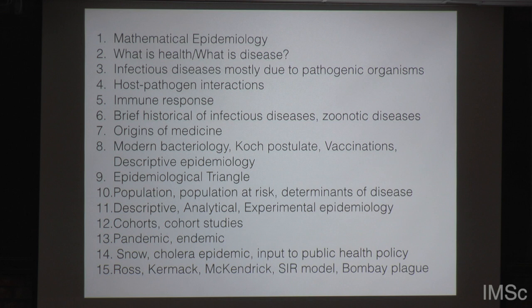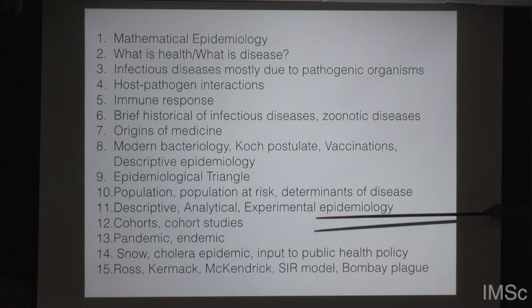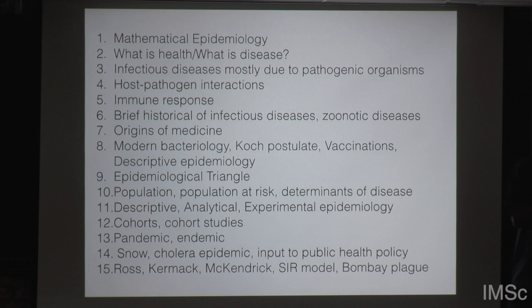Then again, we spent some time on terminology. We said that, look, anybody who thinks about disease or public health must know certain terms. First of all, must know there are different types of ways in which you can approach the epidemiology of disease. You can be descriptive, you can be analytical, you can be experimental. And other important terms are cohorts and cohort studies. We talked about longitudinal studies, retrospective studies, prospective studies, etc. And then I introduced the words pandemic and endemic. Both of these are important words to keep in mind because they'll recur.